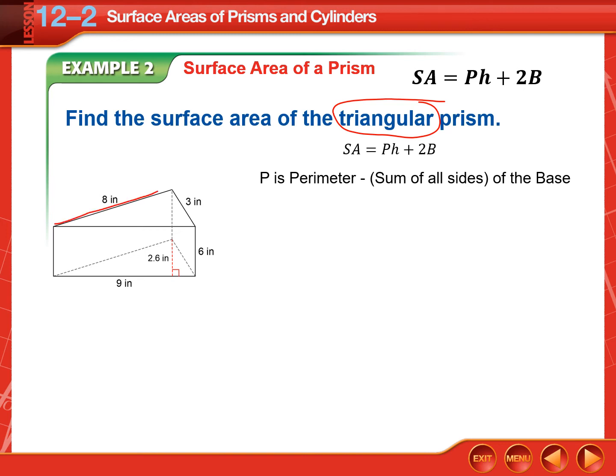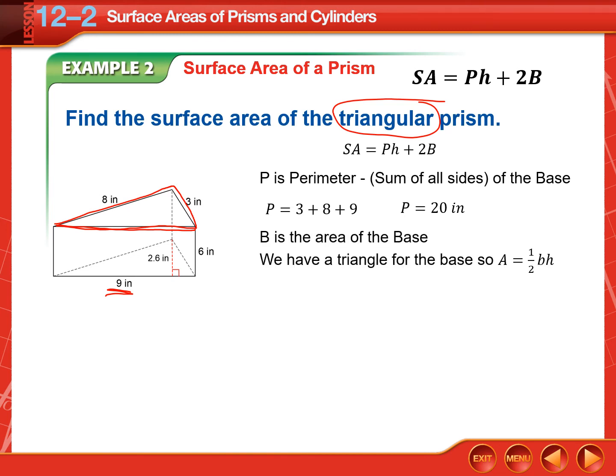So if I walk around, I get 8 plus the 3 plus, oh, how much is this? Oh, there's that 9 right there. So the perimeter walking around my triangle is 3 plus 8 plus 9. So I get 20. So I'm done with my perimeter.